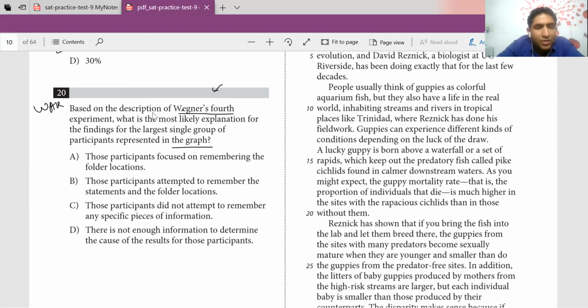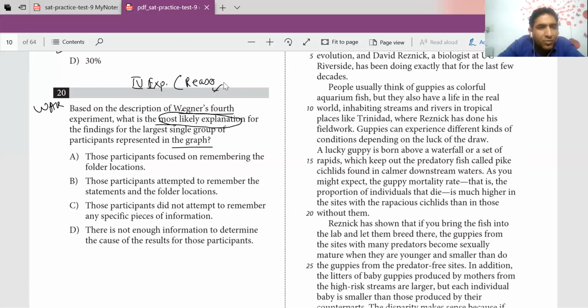Look at this. Based on the descriptions of these guys' fourth experiment. So we are talking about the fourth experiment. I'll just write this information. What is the most likely explanation? Now, what is the meaning of most likely explanation? In simple words, what is the reason?